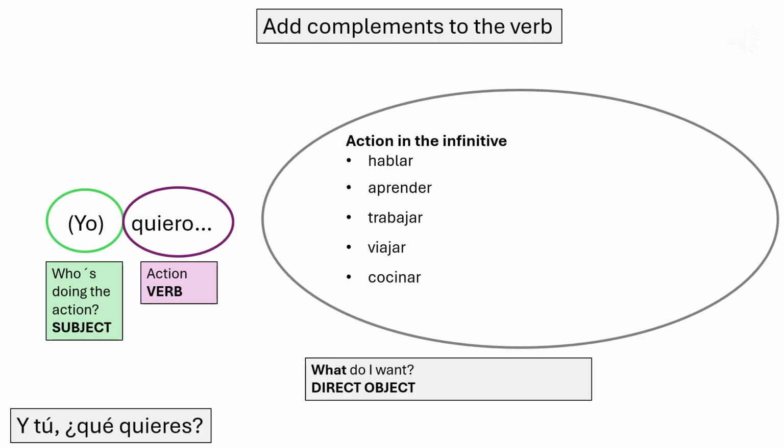But you can also have a complement that's just an action, because that's what you want to do. It is still the direct object, that's the what do you want, but in this case it's not a thing, it's an action that you want to do. So that will be in the infinitive. In English, to speak, to learn, to work, to travel, to cook. In Spanish, the infinitive is the neutral form of the verb, the way it comes up in the dictionary, and it ends with AR, ER, or IR.